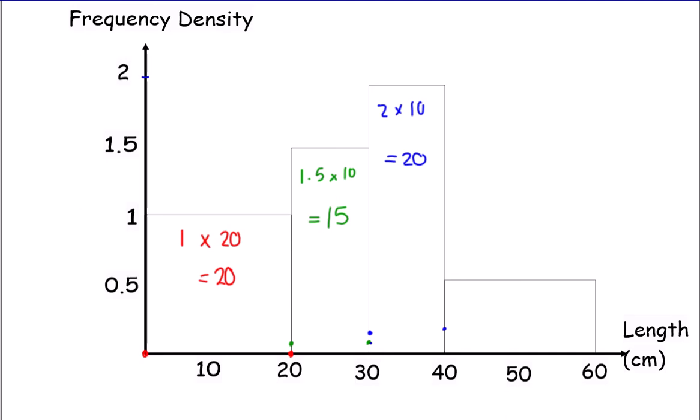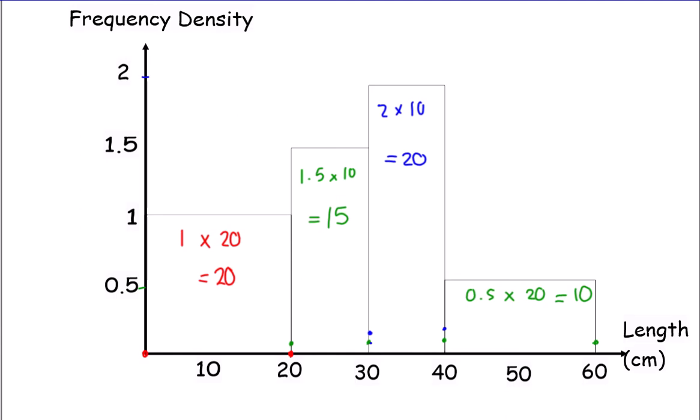Okay, and then the last bar, it's only 0.5 tall, but it's from 40 to 60, so it's 20 wide. So actually that's got the least people in it. Okay, there's not many people, and they're spread out between 40 and 60, meaning they're not very squashed in that bar, so the frequency density is very low, only 0.5.